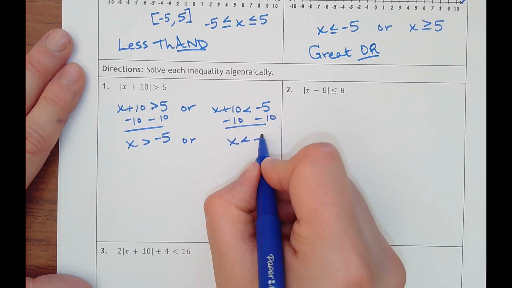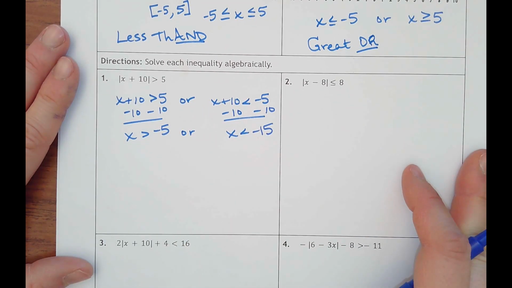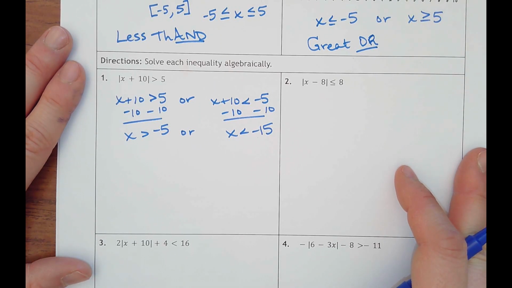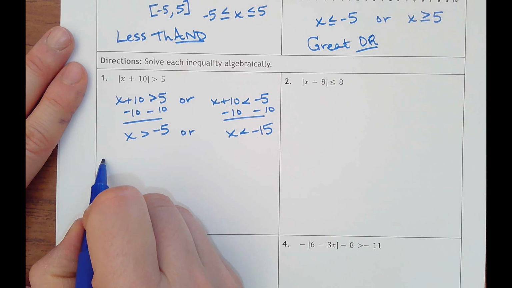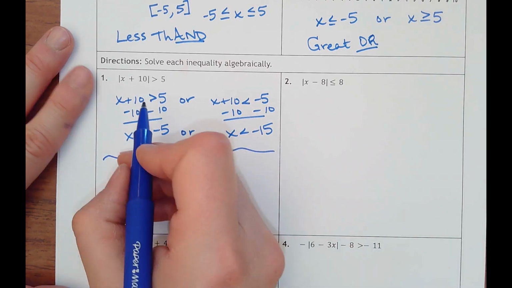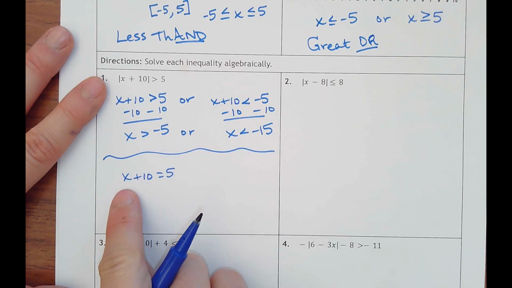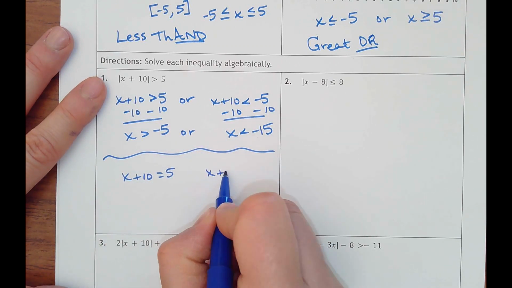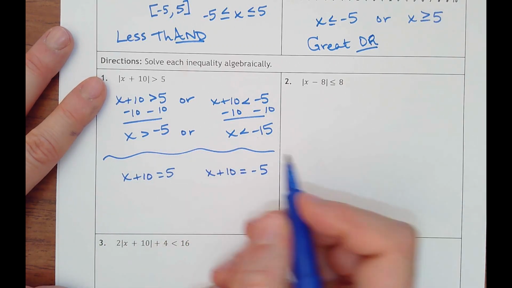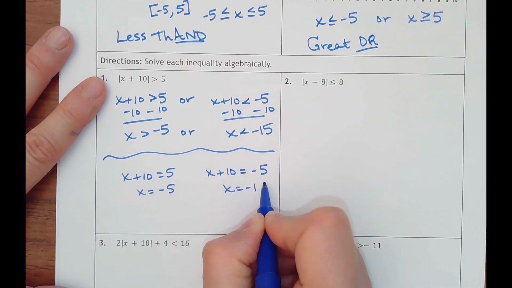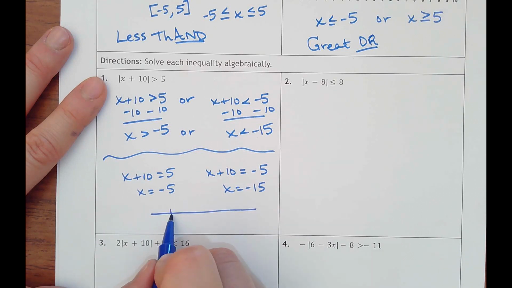And then that would be -15. So x is greater than -5 or x is less than -15. The other thing you could do is you could just make them equations. Let's just say I want x plus 10 equals 5, x plus 10 equals -5. Solve them. I know I get -5 and -15, and then you would check.